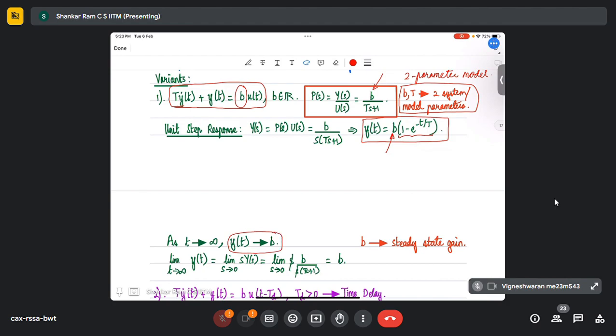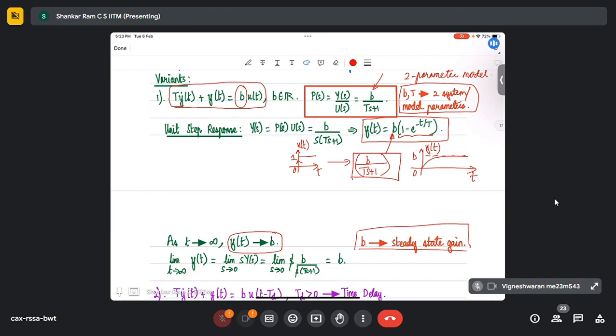For this reason, b is what is called a steady state gain. So why is it called steady state gain? We give a signal which is a unit step, a signal of unit magnitude, and we are going to get an output which will finally go to a value of b. That is why b is called a steady state gain. I hope it's clear why b is mentioned as the steady state.